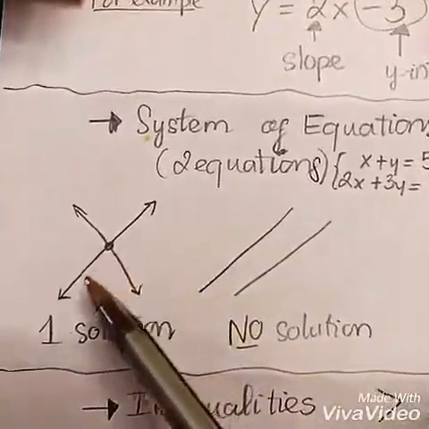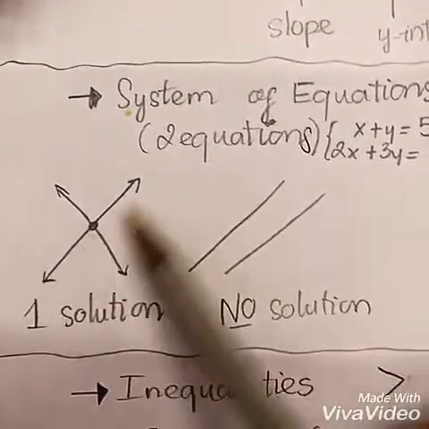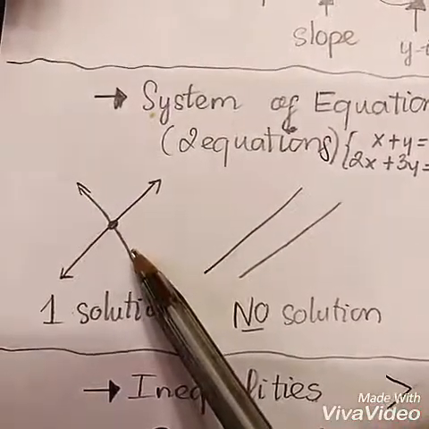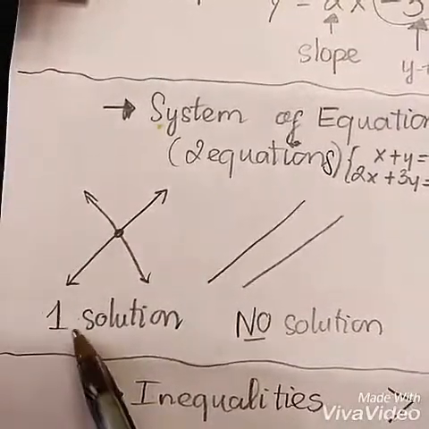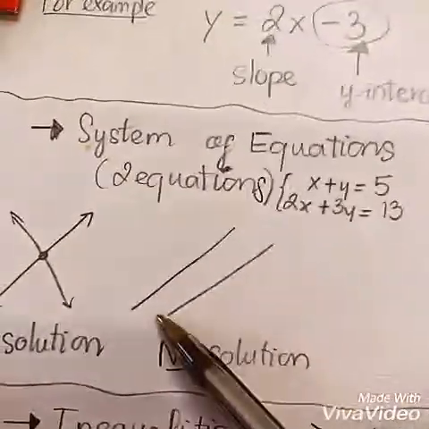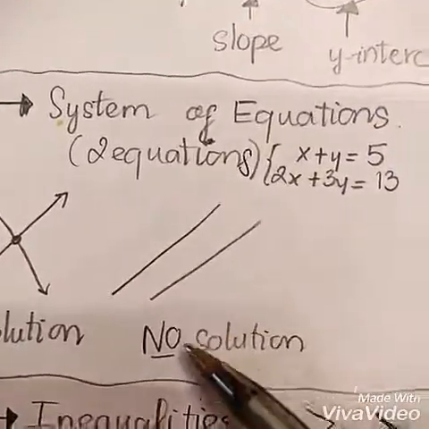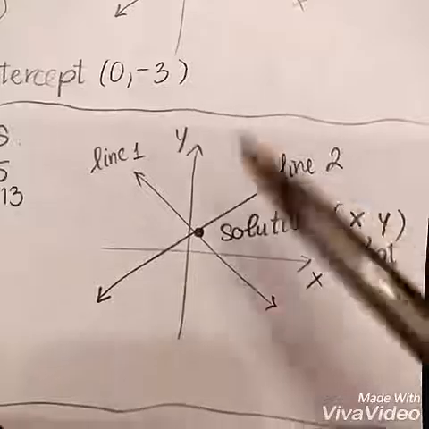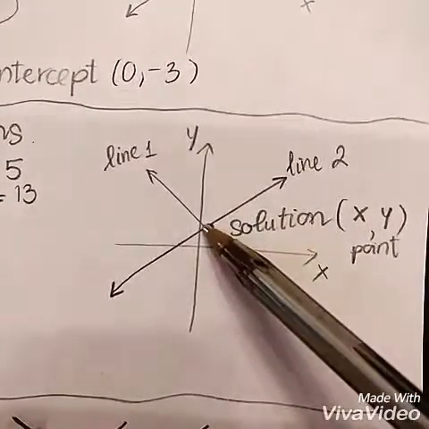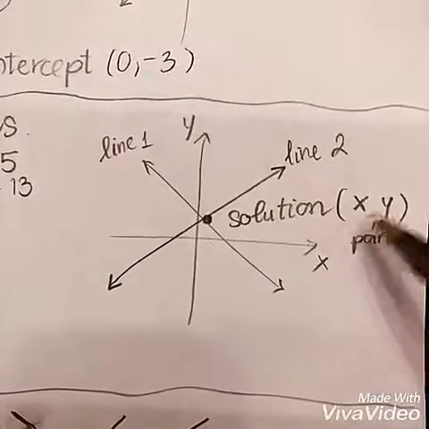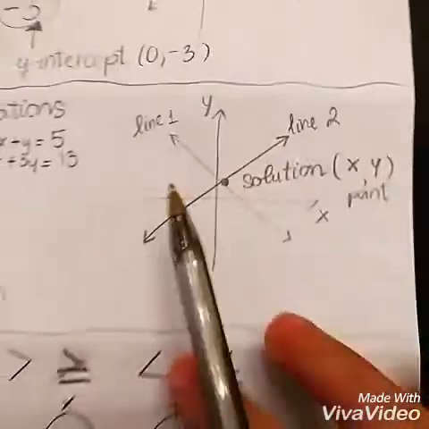There are three types, but I'm only going to talk about two common ones. If two lines cross at one point, we call it one solution. If two lines never touch each other, they're parallel, then you have no solution. Here's a demonstration when you graph them. The solution is where they meet each other, so the point is (x, y).